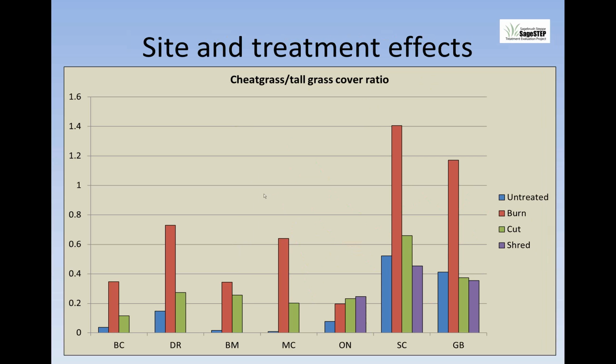Here's another thing that we've discovered on kind of our 6th year after treatment. What I did is I plotted the cheatgrass-tallgrass ratio for our 9 different sites. And on all of those sites, we got an increase of cheatgrass relative to tallgrass 6 years out on the burn, much more so than the untreated or the cut and drop. Only one site, Oniki, didn't show that response. The other 8 did, and especially these other 2 Utah sites, Scipio and Greenville Bench.